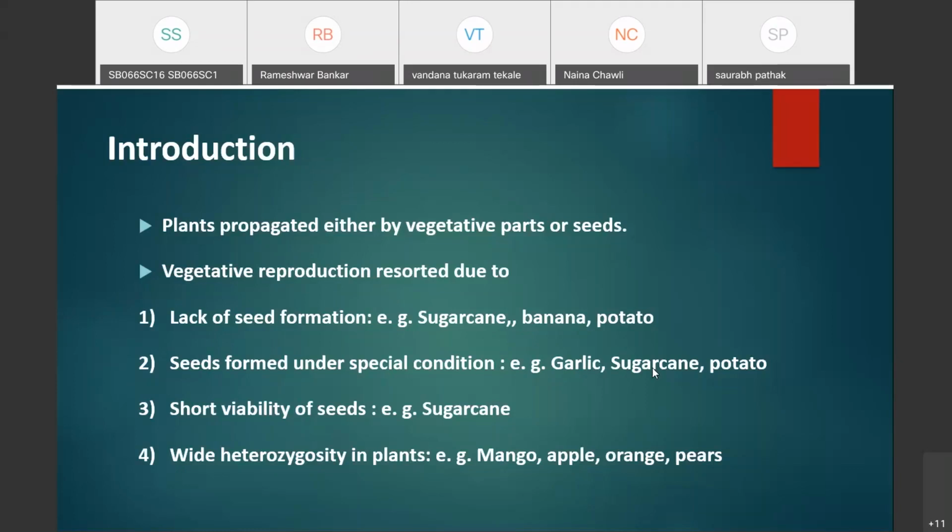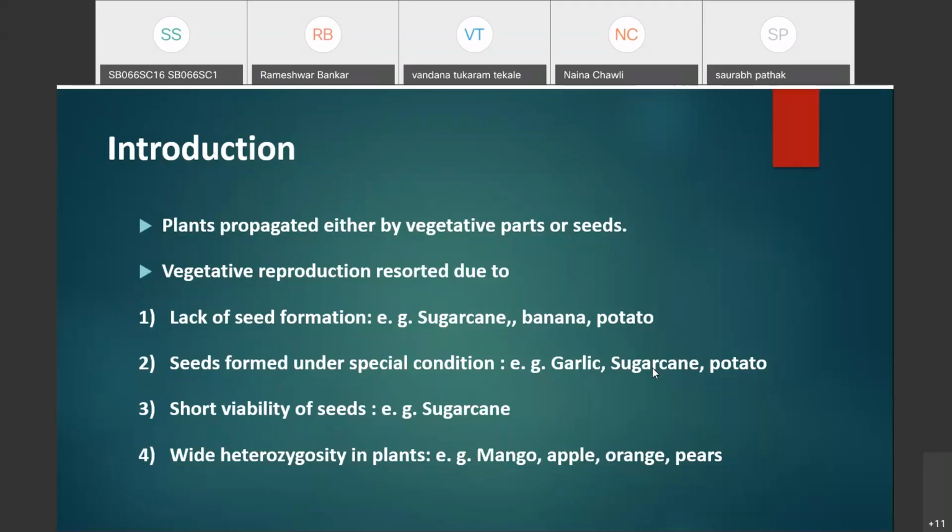And the most important reason, that is the fourth reason, wide heterozygosity in the plants. Here you can see in the mango, apple, orange and the pears, the seeds are formed, and they can be propagated by using the seeds. But we are not using the seeds whenever we are commercially cultivating these crops. The farmers are using, generally, the vegetative parts of these plants.